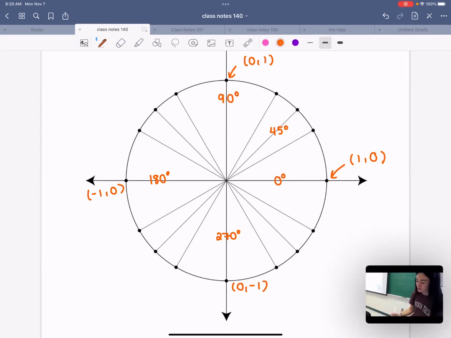Okay. Now, that goes for all the middle angles, right? Between 90 and 180, we have 135, right? That's halfway between 90 and 180. Halfway between 180 and 270 is 225. And halfway between 270 and 360 is 315. Okay. So we have a couple of these angles.